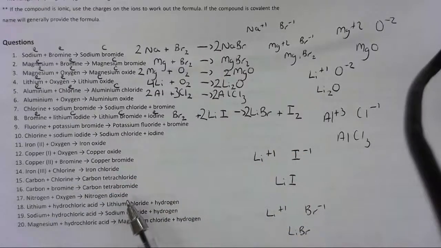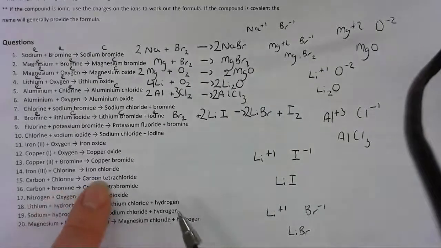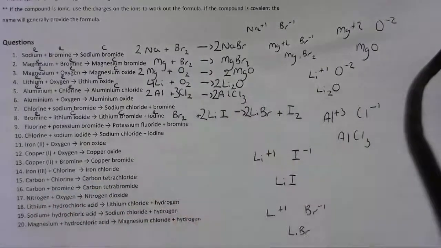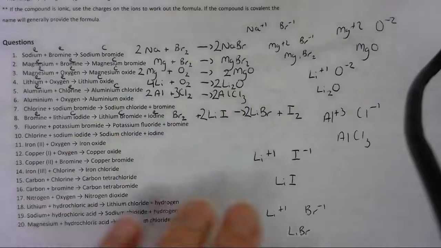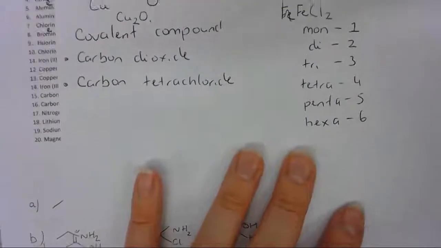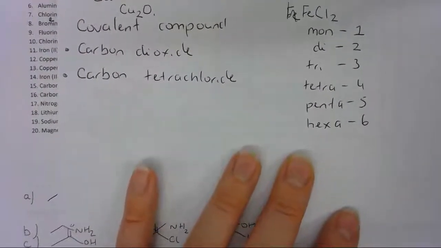Lots of these are exactly the same, but actually there are a few here at the end where I'm not forming an ionic compound, I'm forming a covalent compound. So I just want to talk for a second about writing the formulas of covalent compounds. This is easier than writing the formulas of ionic compounds because the name gives you a clue as to what the formula is going to be.